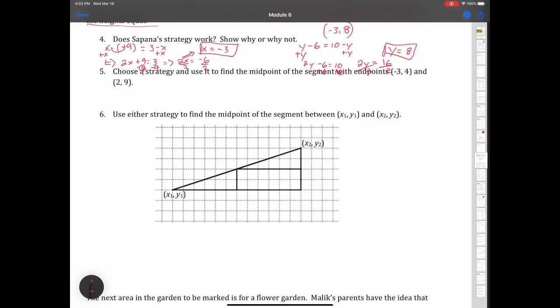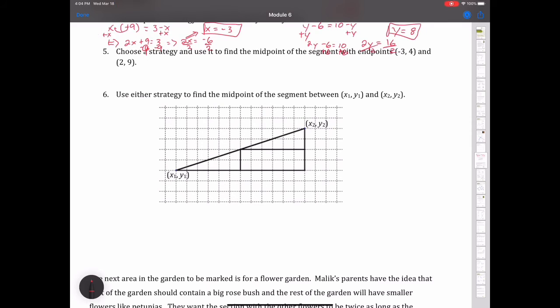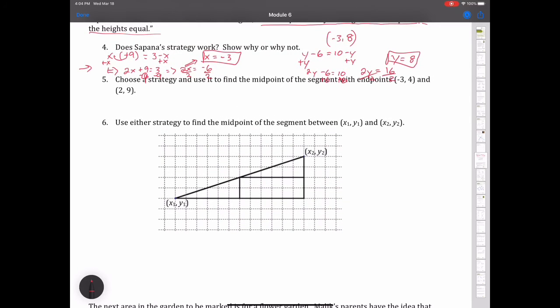So now we're going to choose our own strategy and use it to find the midpoint of the segment with endpoints negative 3 comma 4 and 2 comma 9. You are welcome to use either of the strategies, Sapana's or Malik's, to go ahead and find that. So go ahead and try it out on your own. Okay, hopefully that has yielded you some good results. Since I don't have a graph here functioning for me, and it's hard for me to picture things without being able to draw them myself, I'm actually going to use the algebraic method of Sapana a little bit more.